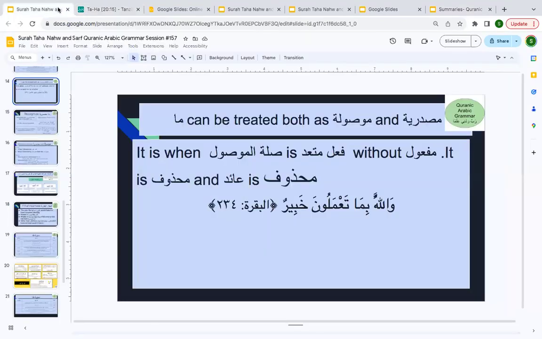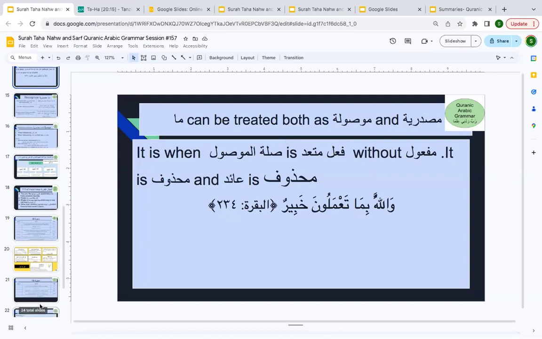So when you were learning about mausula or masdariya, you were taught that if you see anything that is a fail, you will have to focus on the fail after it to choose between these two, masdariya and mausula. If there is a fail mutaaddi that is without a maf'ul, then you can label it both ways, and both way teachers are going to be right. You are going to say my teacher A is right and my teacher B is also right. Everyone with me on this? If this was something that can take maf'ul bihi, both answers are right.